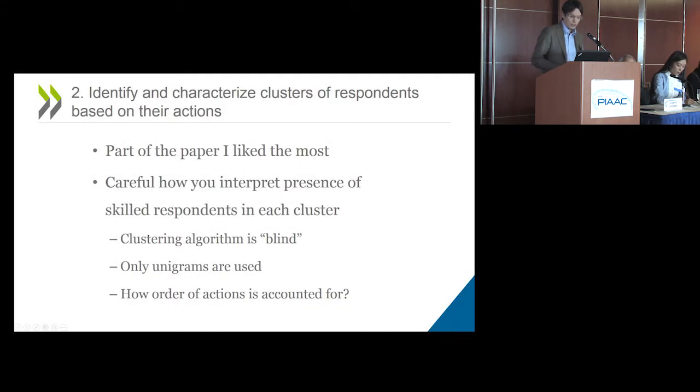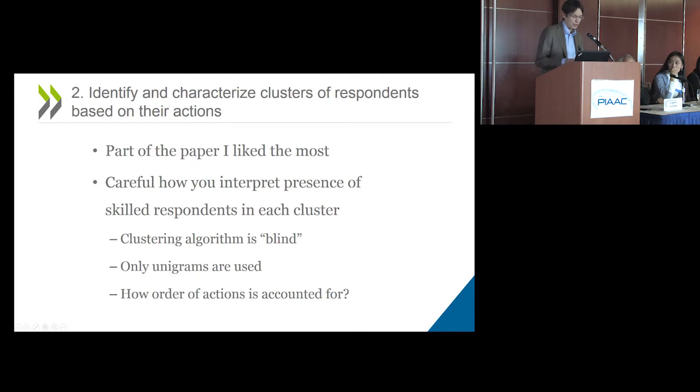The second section is the part of the paper that I like the most. I think the exercise is very intuitive, it's very clear. Just a note of caution on how you interpret the presence of skilled respondents in each cluster. You say that in each cluster we have people that solve the item successfully and they have more or less the same PSTRE proficiency. So there's a sentence in the paper, the actual strategy doesn't really matter for people that get the item right. I would be a bit more careful here.